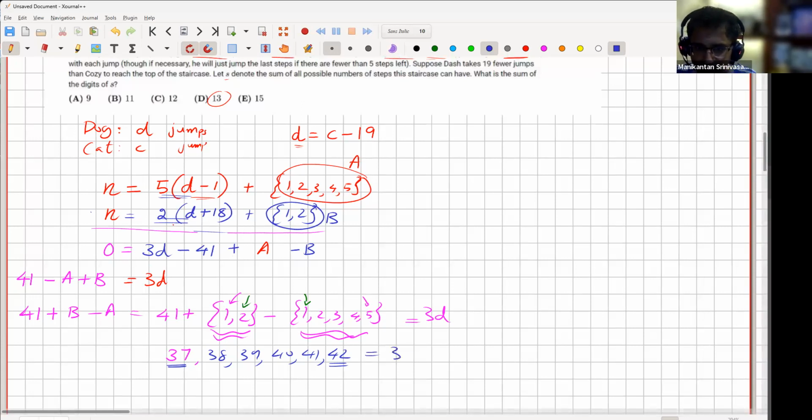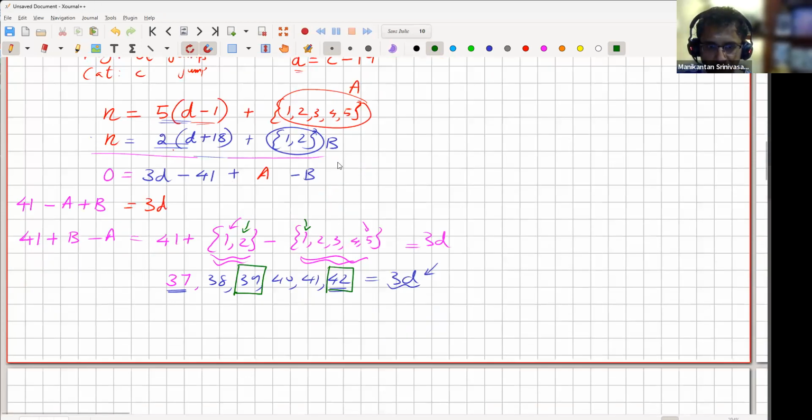So this is 3D, right? This is 3D. Now, 3D is what? A multiple of 3. So that helps us, right? There are only 2 possibilities in this list which are multiples of 3. Either 39 or 42. Right? 39 or 42. Okay. Which means what? Right?